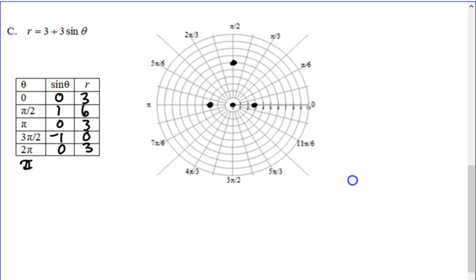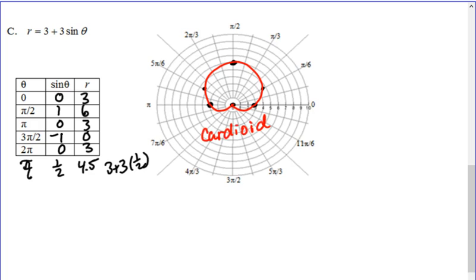Adding our extra value at pi over 6, which is where sine equals 1/2, we would have 3 plus 3 times 1/2, which would be 4.5. So 4.5 here and 4.5 here. So we have a little graph that is somewhat heart-shaped, although rounded at the top, not pointy like a Valentine heart. But it sort of has a heart-shaped look to it. So it's known as a cardioid. It is still a type of limacon, but it's just the one that touches.